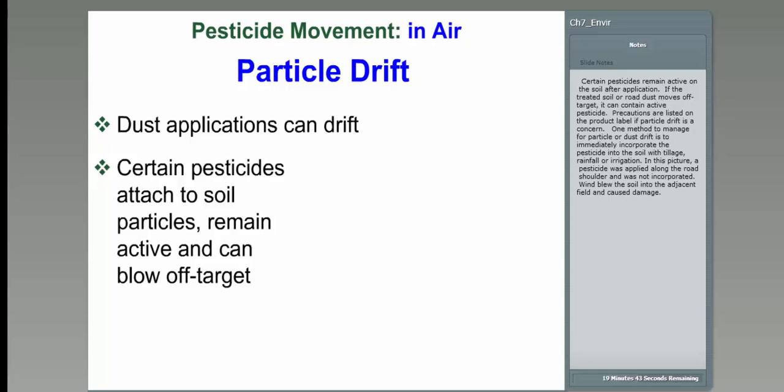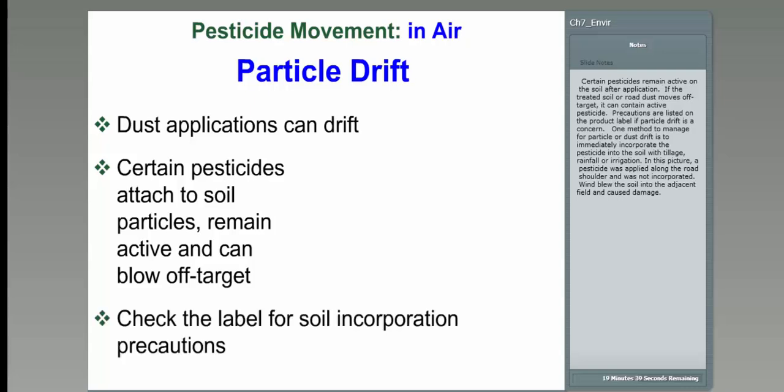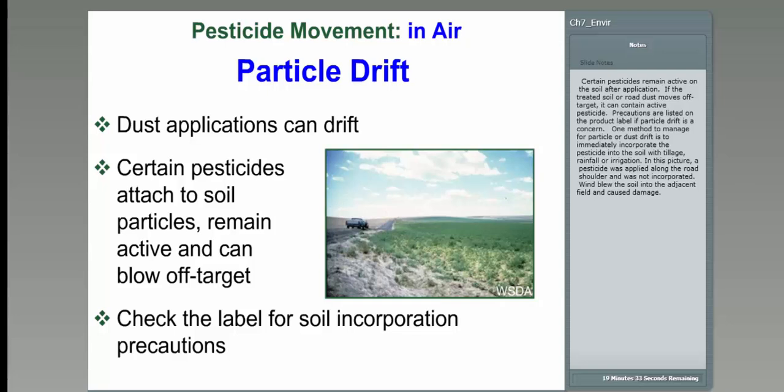One method to manage for particle or dust drift is to immediately incorporate the pesticide into the soil with tillage, rainfall, or irrigation. In this picture, a pesticide was applied along the road shoulder and was not incorporated. Wind blew the soil into the adjacent field and caused damage.